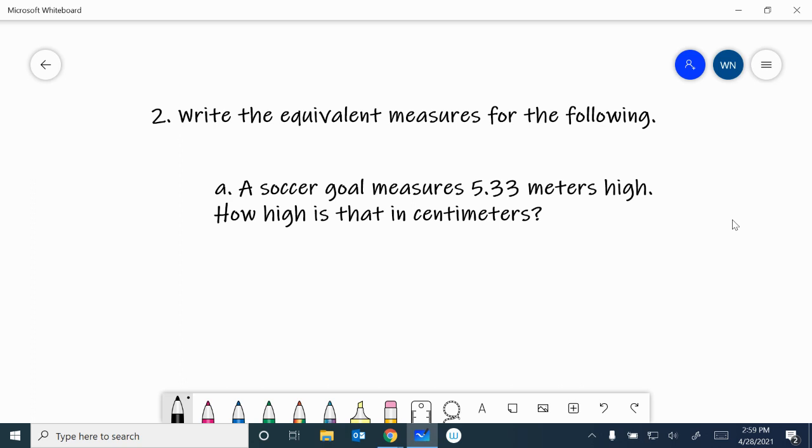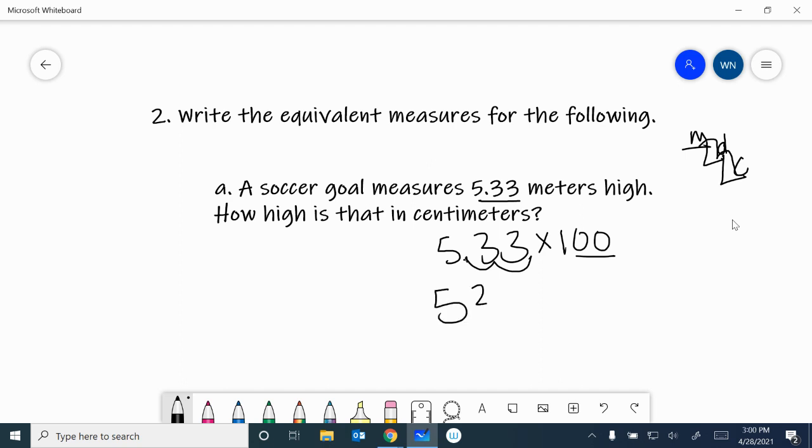So for this one, same thing. We've got meters down to deci, down to centi. So we're going to take a step. 1 step, 2 steps down. So I know I'm going to multiply 5 33/100ths times 100. 2 zeros for 2 steps. Move that decimal point 2 places to the right, because when we go down the stairs, we multiply. We move to the right. 1, 2. So I know that 5 33/100ths of a meter equals 533 centimeters. Hope that's the answer you got.